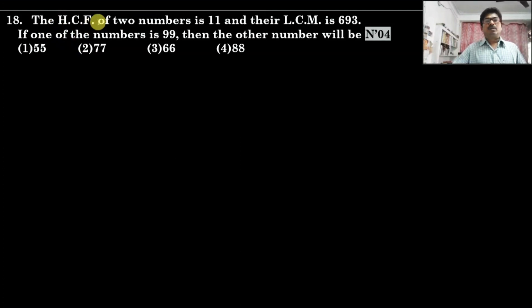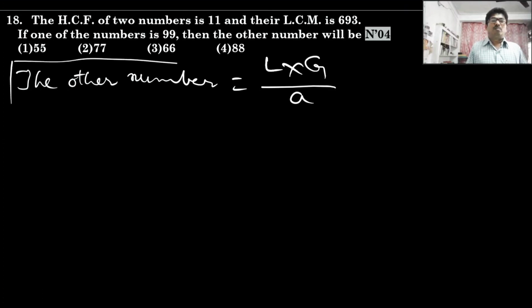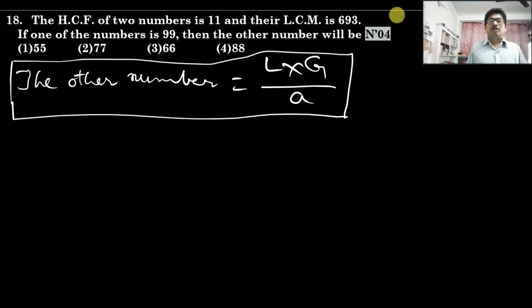Eighteenth question. The HCF of two numbers is 11 and the LCM is 693. If one of the numbers is 99, then the other number will be, the other number is equal to, we know the formula, the other number is equal to LCM into GCD by given number. So this is the formula to find the other number or second number.